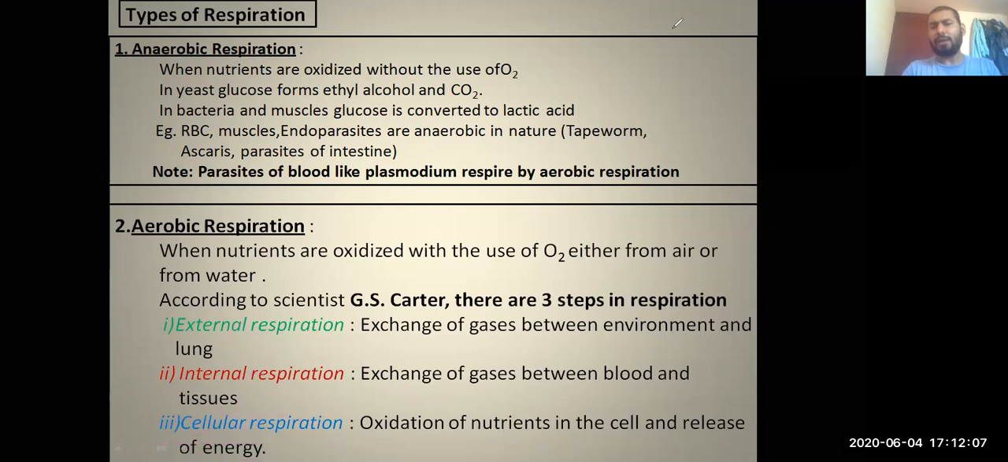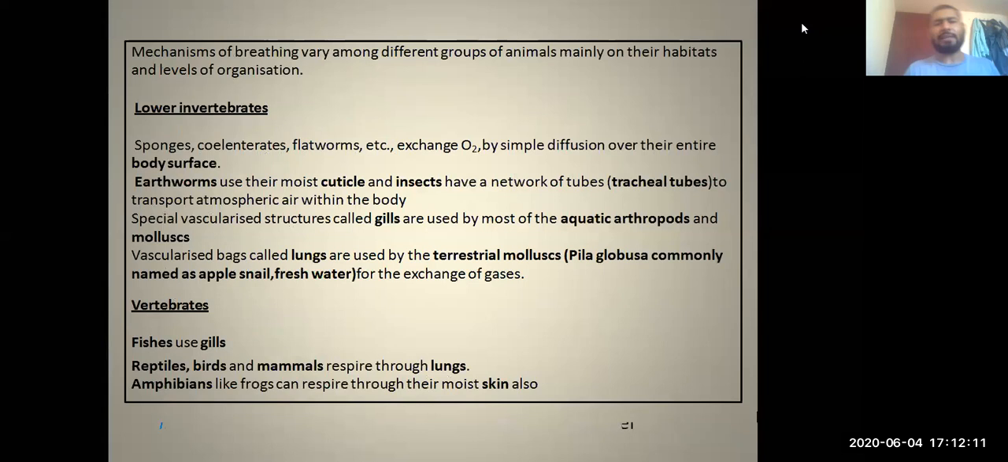Now in the next slide, we will see the different respiratory organs in different animals. Firstly we will see the lower invertebrates, then vertebrates.